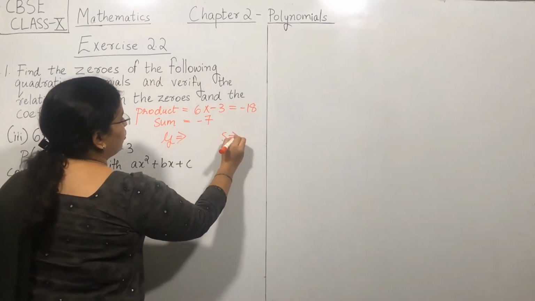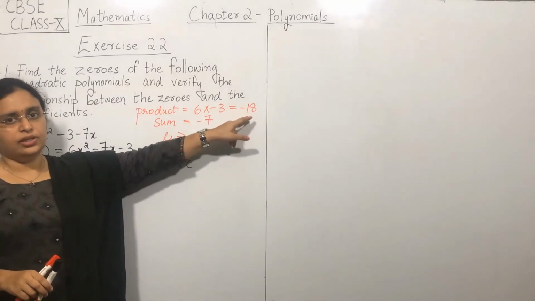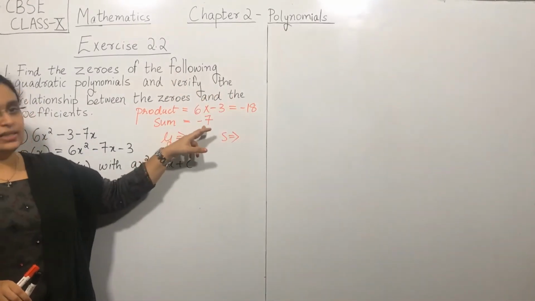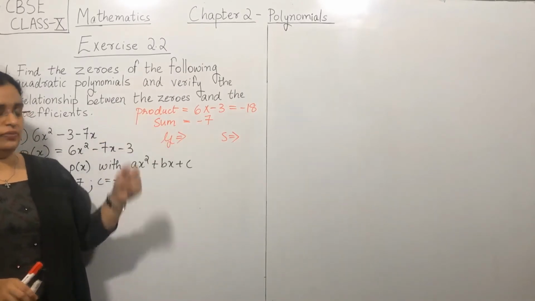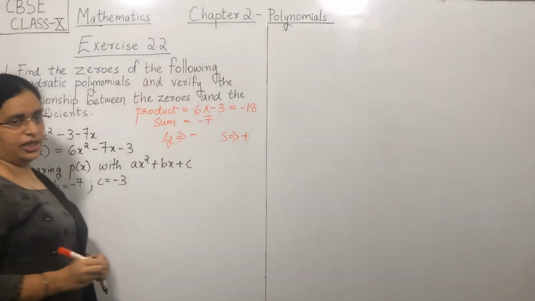Greater number and smaller number. Here the product is negative, that is, one number should be negative and the other number should be positive. And the sum is negative, so the greater number should be negative. So here the greater number will be negative and the smaller number will be positive.